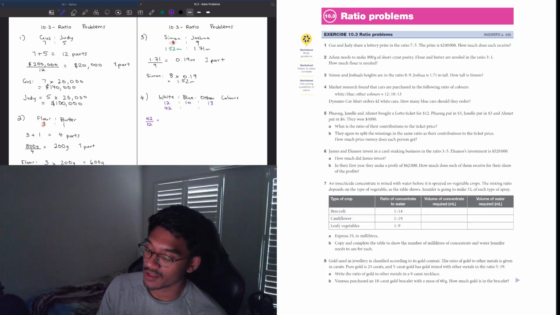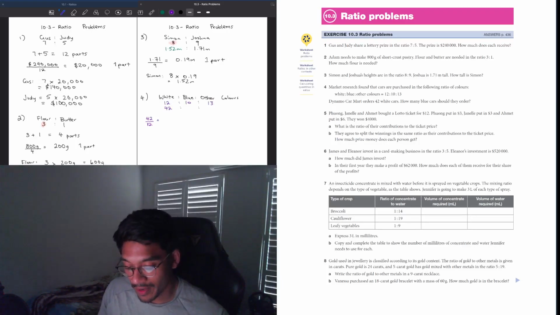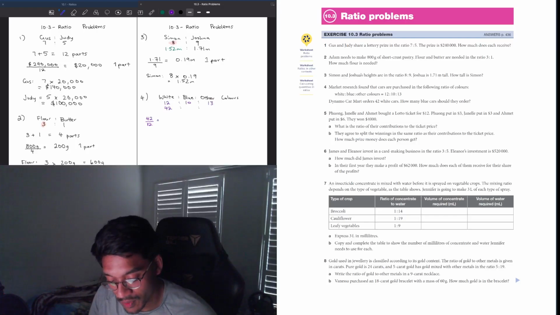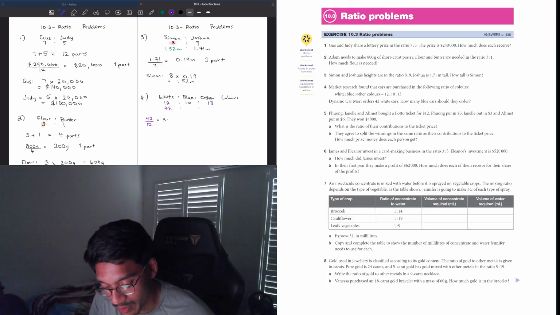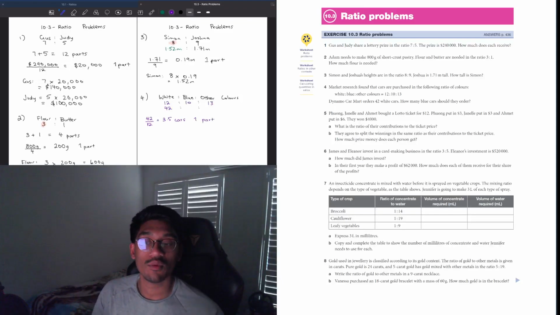42 divided by 12, you get an answer of 3.5. So we did 42 cars divided by 12 parts, which equals 3.5. So 3.5 cars is the equivalent of one part. And we learned the value of one part.